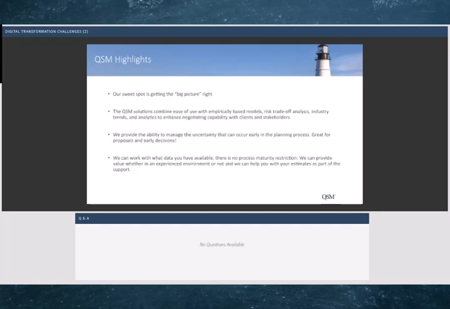Some of the highlights, the sweet spot for us is getting that big picture right. That big picture with getting targets set for cost and schedule and quality goals and targets. In addition to getting the big picture, of course, we do very detailed level estimating and measurement. But one of the beauties of our solutions is we can get a very early start. We can take a look at very reliable estimates even before detailed planning takes place. And this is especially valuable when we're dealing with big programs like digital transformation programs.